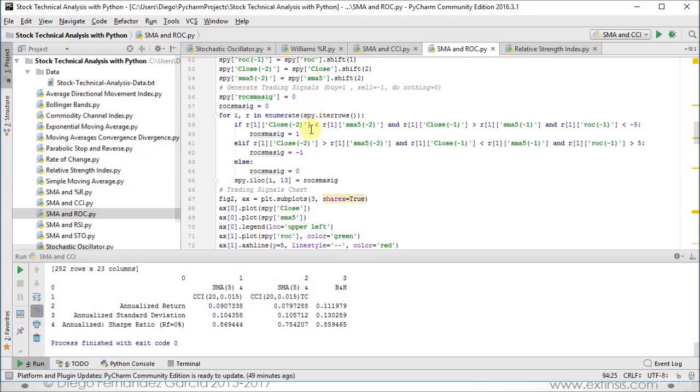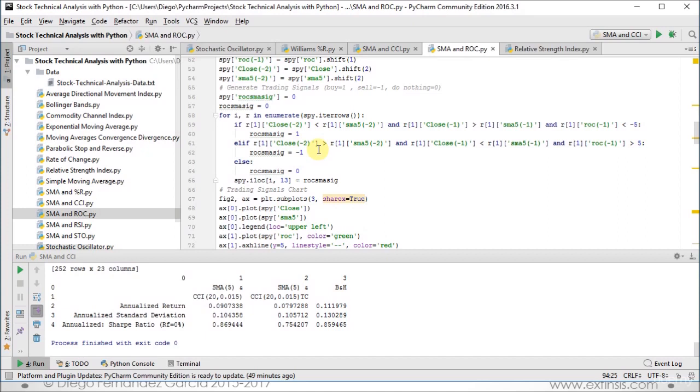In our for loop, we're going to ask if our second previous period's close price was less than that second previous period simple moving average, and then previous period's close price was greater than previous period simple moving average, and this is confirmed by previous period's rate of change being below -5, then we have signal equals 1 or a buy signal.